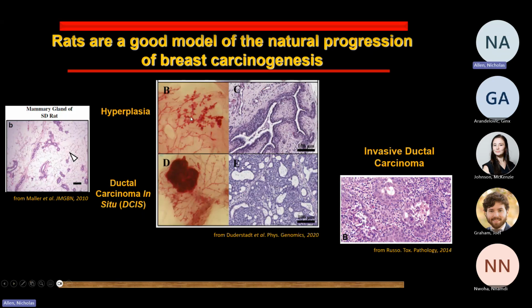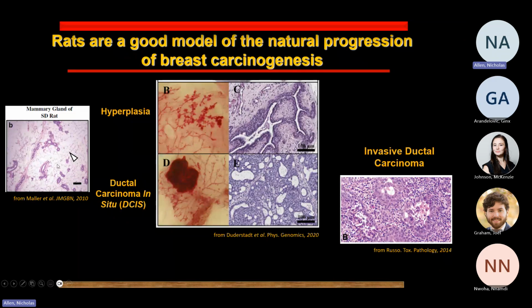And some of these hyperplasias will go on to develop, and they can become what we call ductal carcinoma in situ. Here you have a contained carcinoma. And then again, some of these will go on to develop invasive ductal carcinomas that I showed you before, and how you can see it again. So this is in a rat.